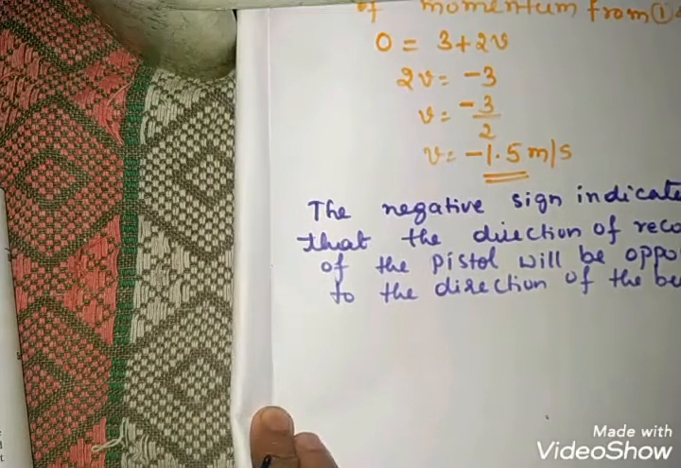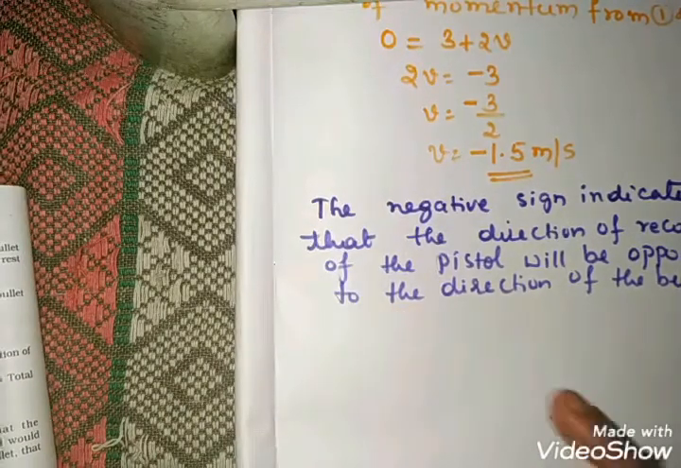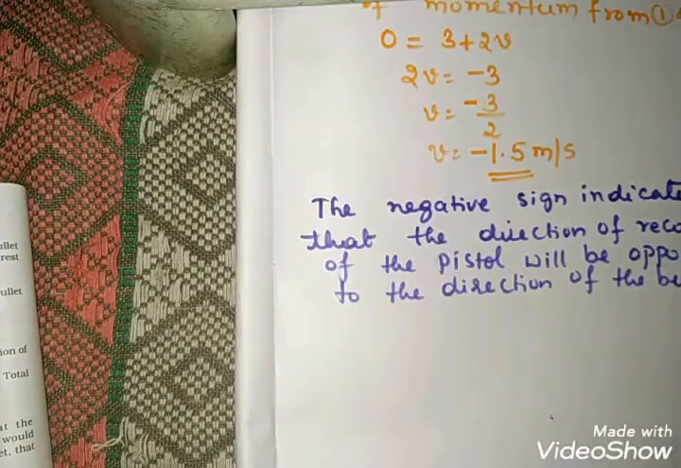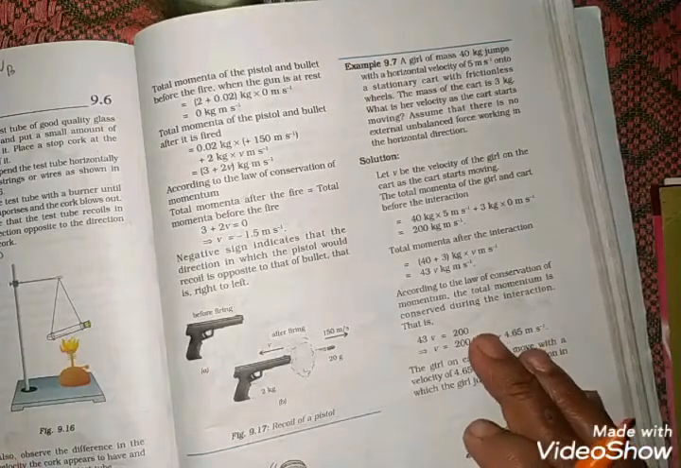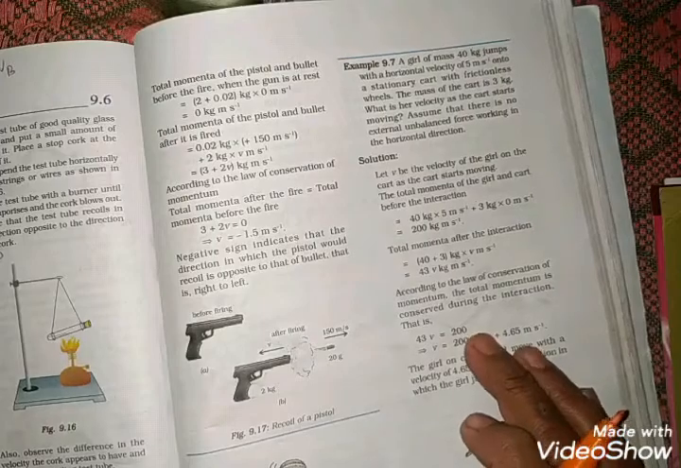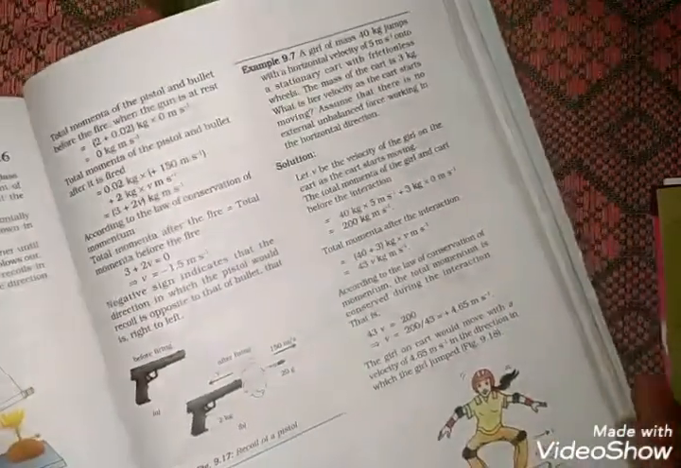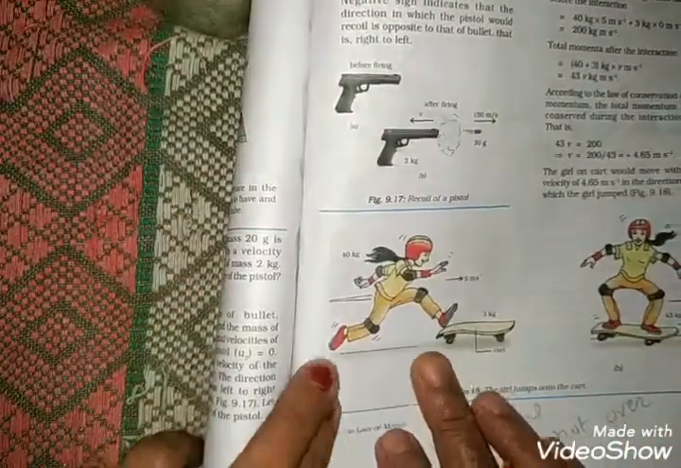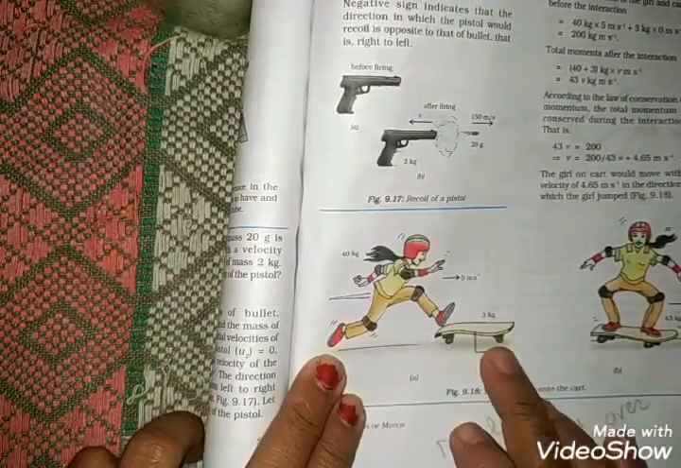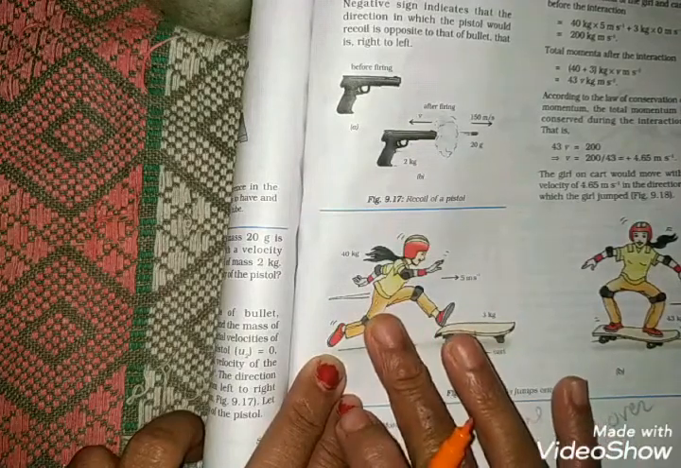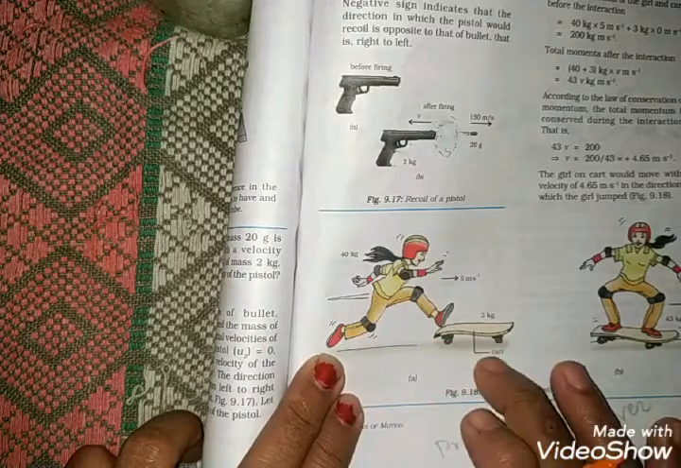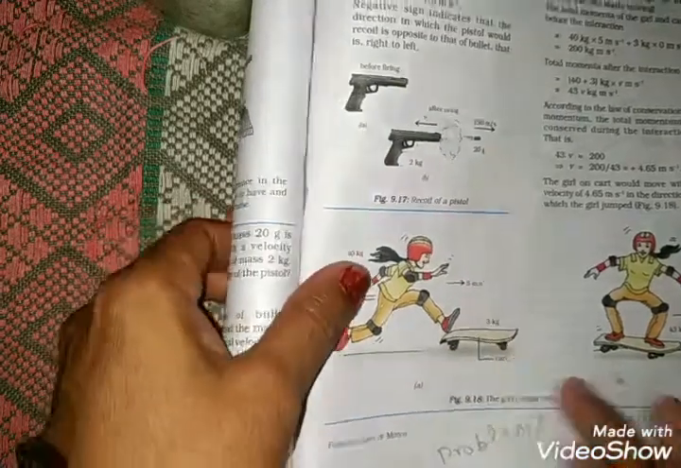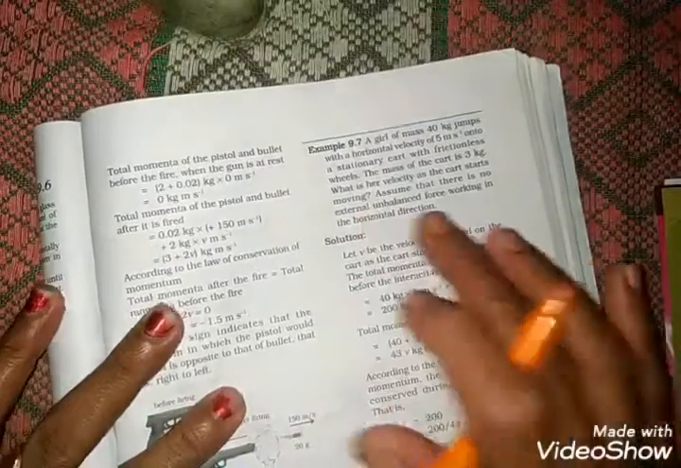This is about the sum related to the law of conservation of momentum. Children, let us try to solve one more sum related to the conservation of momentum. Here you see a girl is there on the cart. You can observe the picture here. This is the cart. Here is a girl. This is a wheeled cart. Wheel is there for that. Let us read out the sum now.